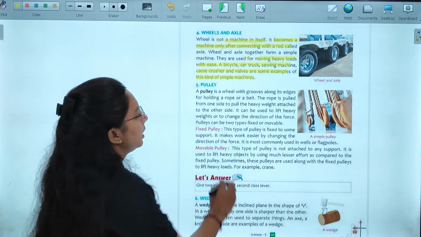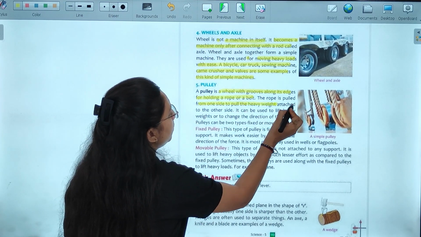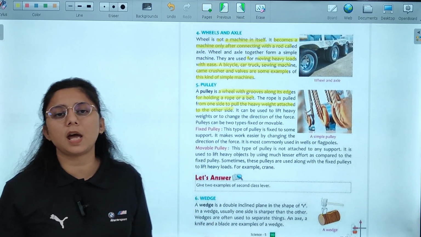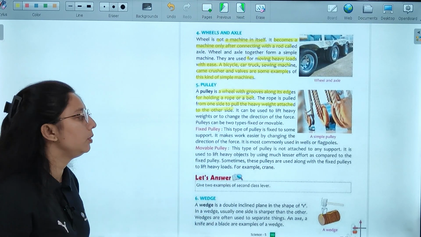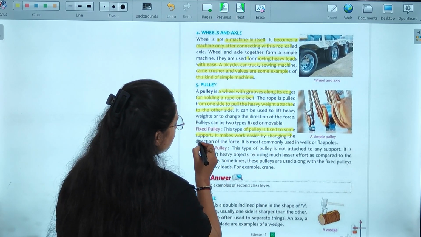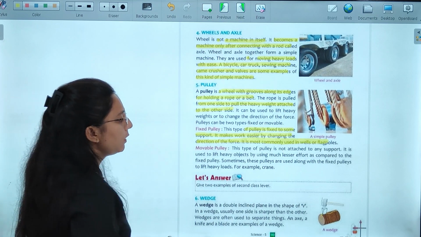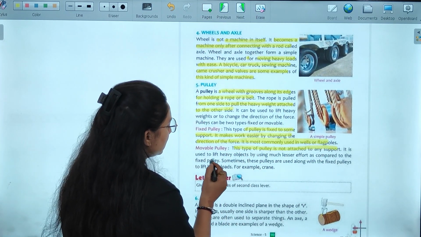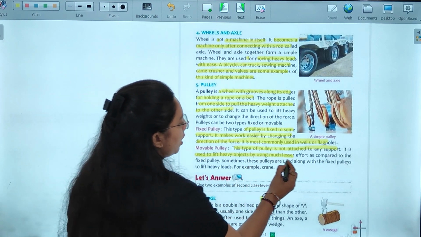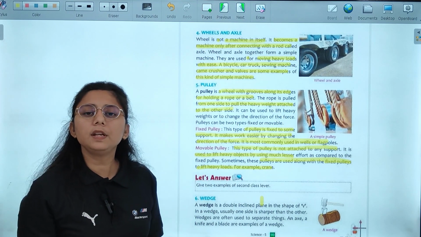Then we have the pulley. It is a wheel with grooves along its edge holding a rope. It is pulled from one side to lift the heavy weight attached to the other. क्योंकि जो pulley है, there are 2 types: fixed and movable. कुछ fixed होता है, कुछ movable होता है. A fixed pulley is fixed to some support. It makes work easier by changing the direction of the force. Movable pulley: this type of pulley is not attached to any support. इनसे हम heavy object को lift करते हैं, and they are used along with fixed pulleys to lift heavy loads, like a crane.